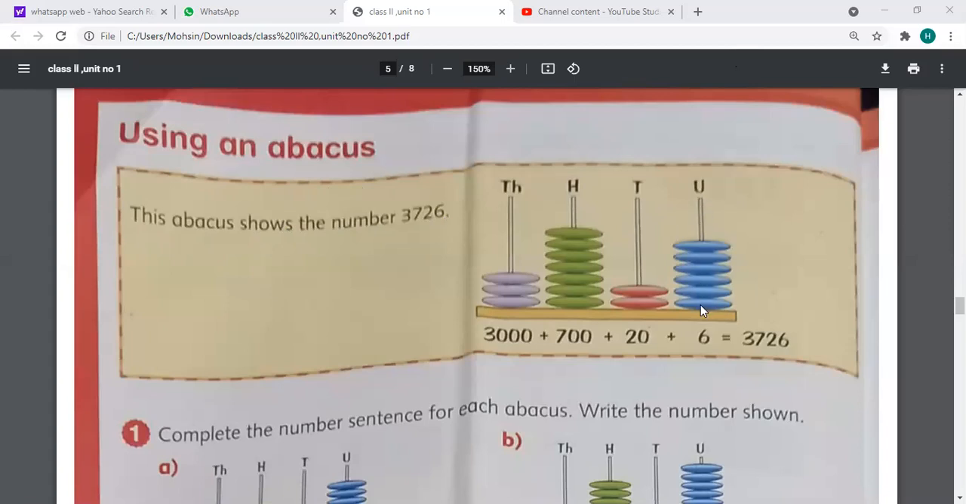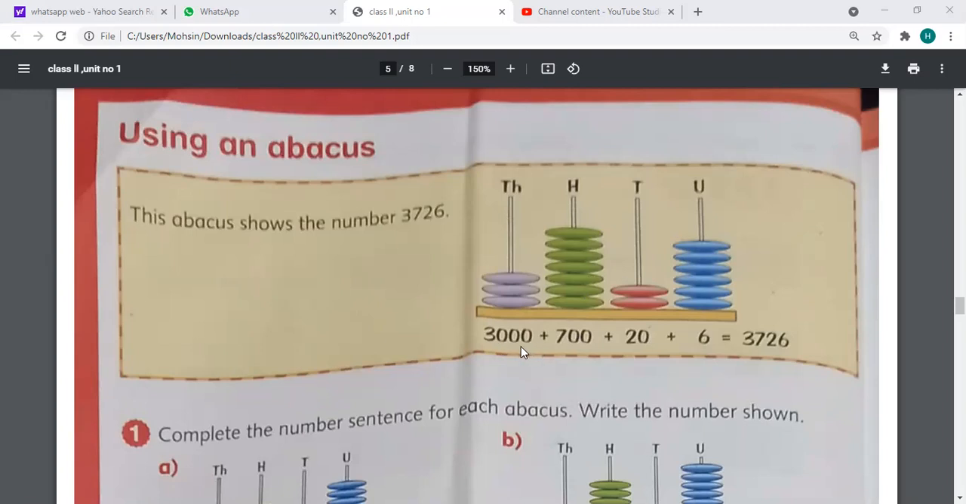In a unit line, we have 6 beads, and in a tens line, we have 2 beads, and we know in a tens, we have only one 0, so they write 0 with 2. It becomes what? 20. And in 100, there are 7 beads, and we know in a 100, we have 2 zeros, so they write 2 zeros here. Now in a 1000 line, there are 3 beads, and we know in a 1000, there are 3 zeros.